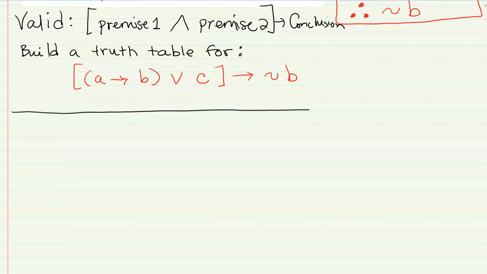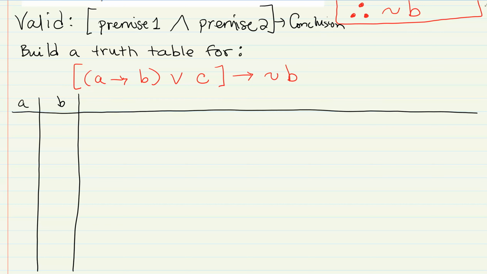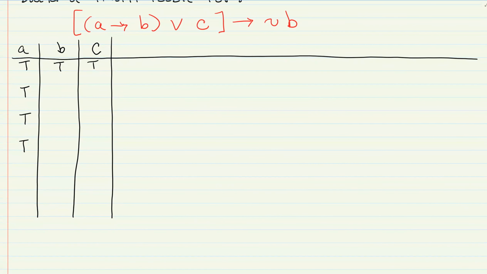We have A, B, and C. Oh boy, that means we have 8 choices in terms of truth values. So first, we say true, true, true. The first 4 would be true, and the last 4 would be false. Oh, I don't like writing too close, so let's skip a line. True, true, true, and the last 4 will be false. False, false, false, and false.